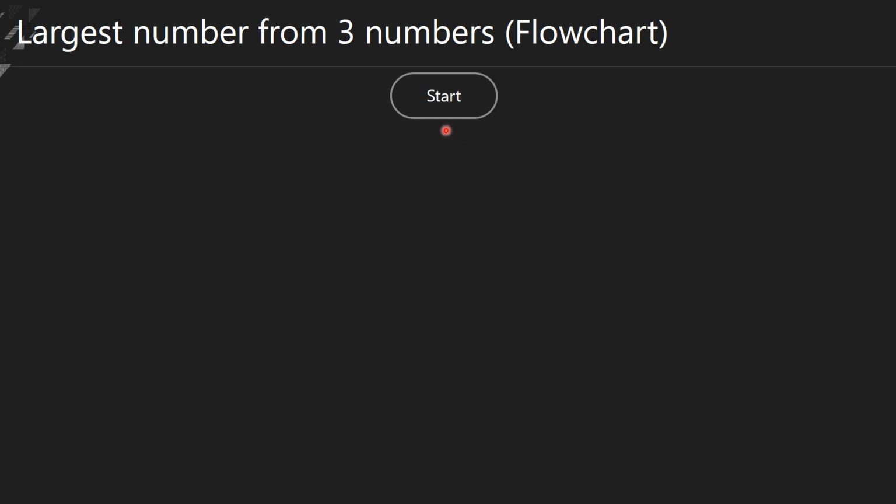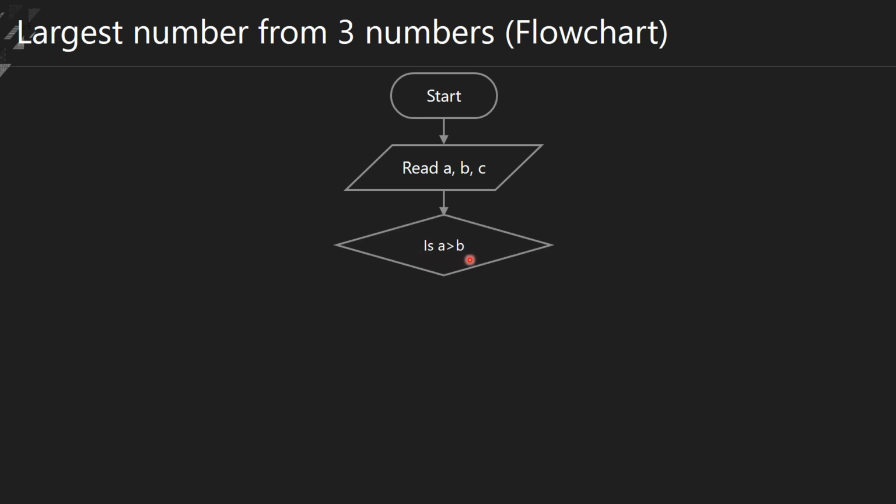flowchart. You have to start again, read the three numbers. You have to find which number is the largest compared to the other two numbers. Then you have to test again. Is A greater than B? If it is true, then A is tested with B, and also you have to test with C, right?